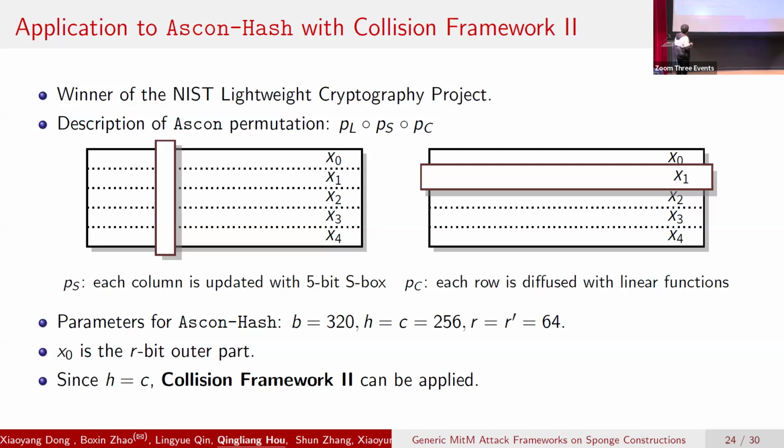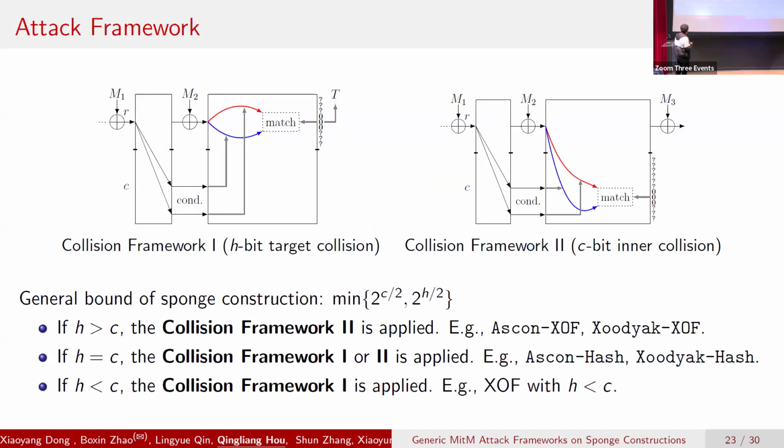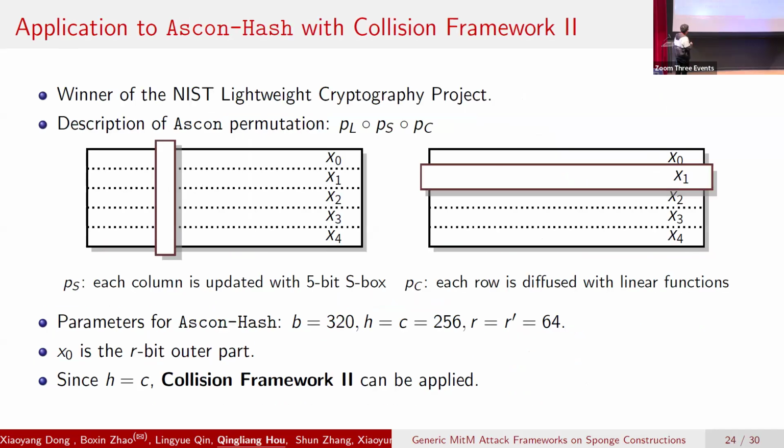For the nonlinear operation, it's a 5-bit column-wise S-box, and the linear layer is diffusion. In the linear layer, each row is diffused with some predefined linear functions. For the parameters of Ascon hash, we can see that h equals c. As said above, when h equals c, collision framework 1 or 2 are both okay. But we will show that collision framework 2 will be much better.